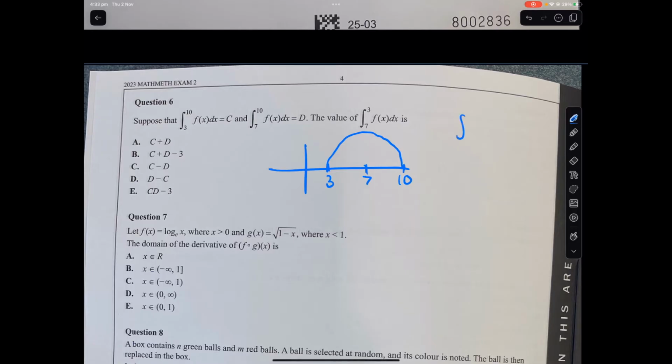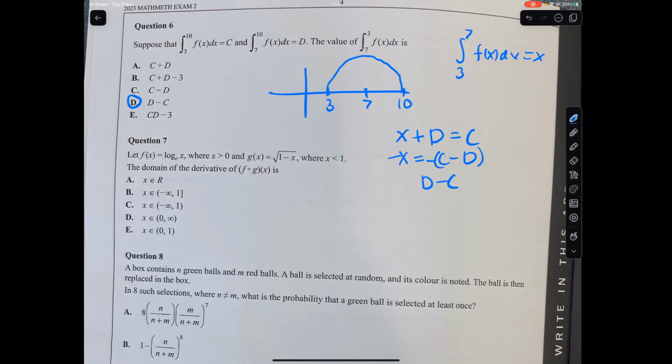So I'm just going to find out first what the integral from 3 to 7 of f of x dx is. Let's call it x. So it'll be x plus, if we add it with the 7 to 10, which is D, should equal 3 to 10, which is C. So we solve for x, so C minus D. And remember, because we have to flip those to get from 7 to 3 for our answer, we will have a minus here. So it will be D minus C. So choose 6D as your answer.